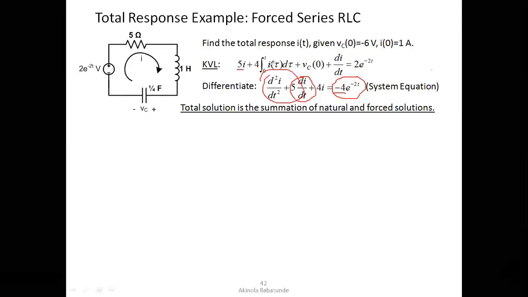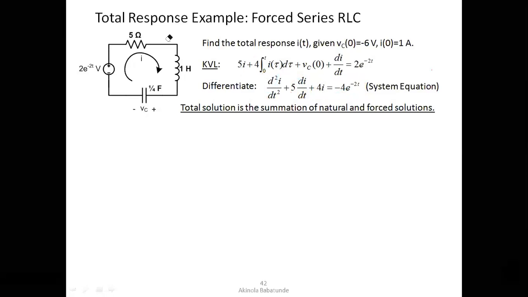If you differentiate the integral of i dt, it just cancels out, so you're just left with i. I multiplied by 4 will give us 4i. All right, so this becomes our system equation, and once we have the system equation, the rest becomes very, very easy.